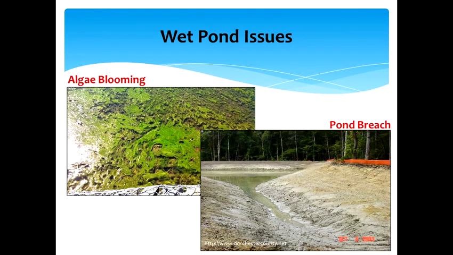These two photos show problems at wet ponds. Algae blooming is one common problem of wet ponds. Aeration of the pond and removal of the algae from the pond may be needed. The bottom photo is a breach of a wet pond. A corrective action to repair the breach is needed. However, a more frequent, regular inspection may have discovered erosion and cracks in the embankment before it became enlarged.